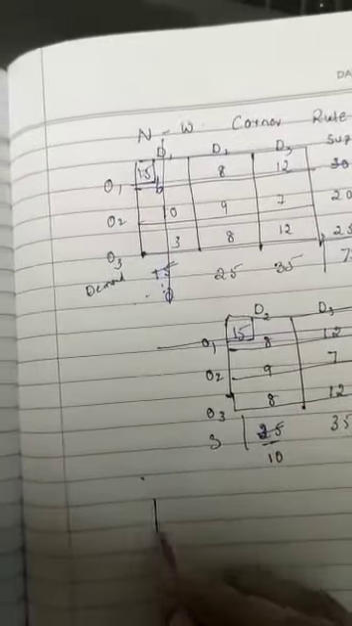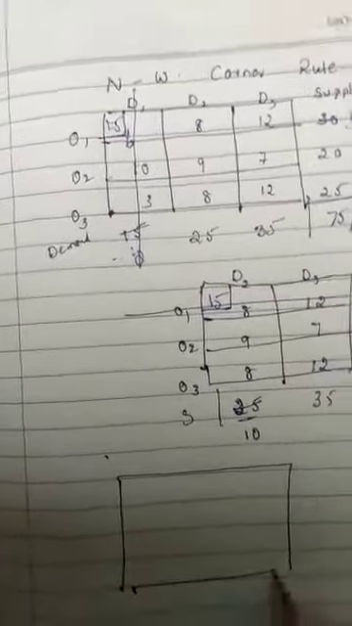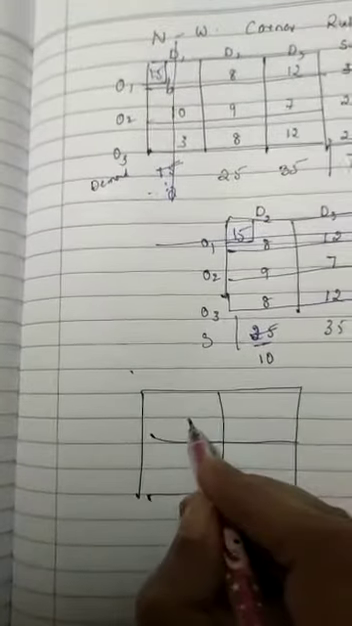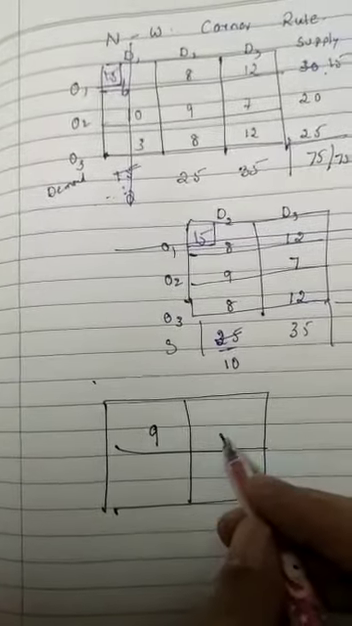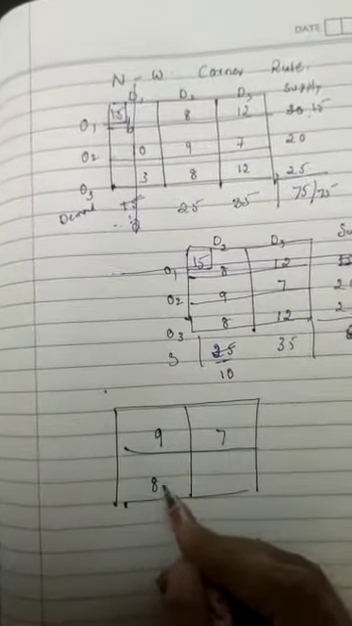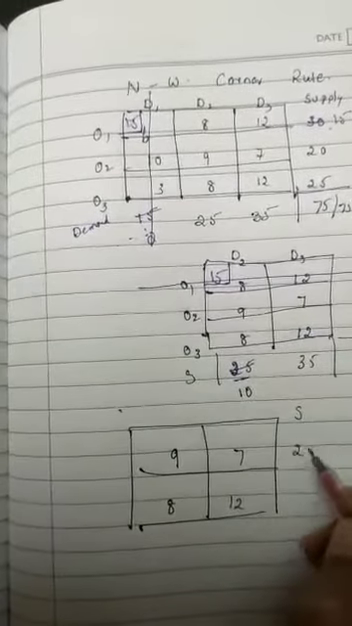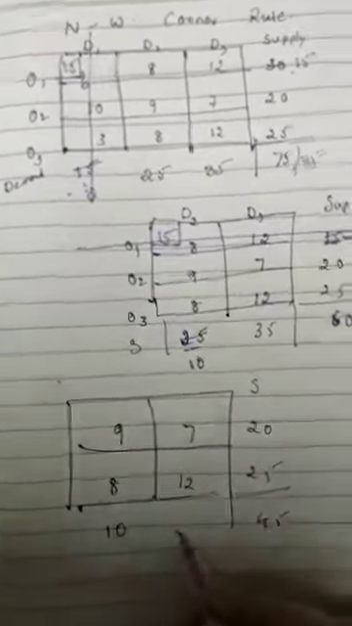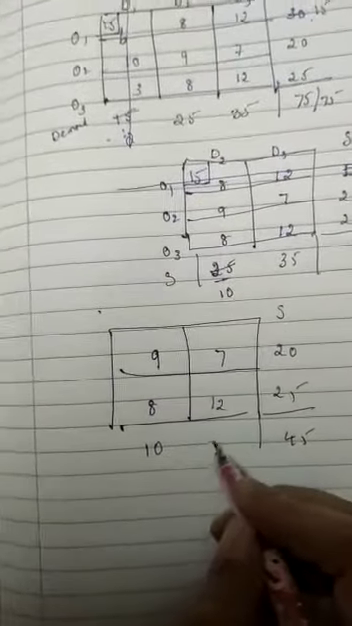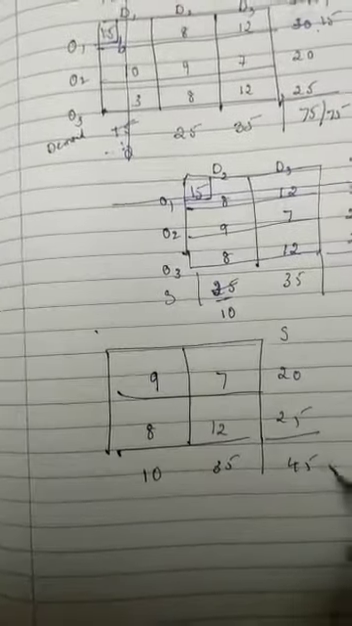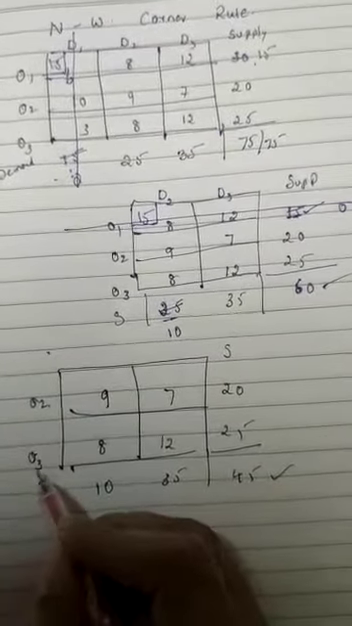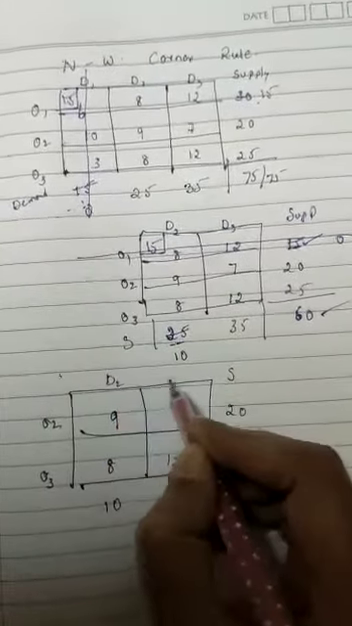Write down the new table, a 2 by 2 matrix. The first row is 9 and 7, the second is 8 and 12. The supply is 20 and 25, total 45, and the demand is 10 and 35, which is also 45. Both are equal. This is origin 2 and origin 3, and destination 2 and destination 3.